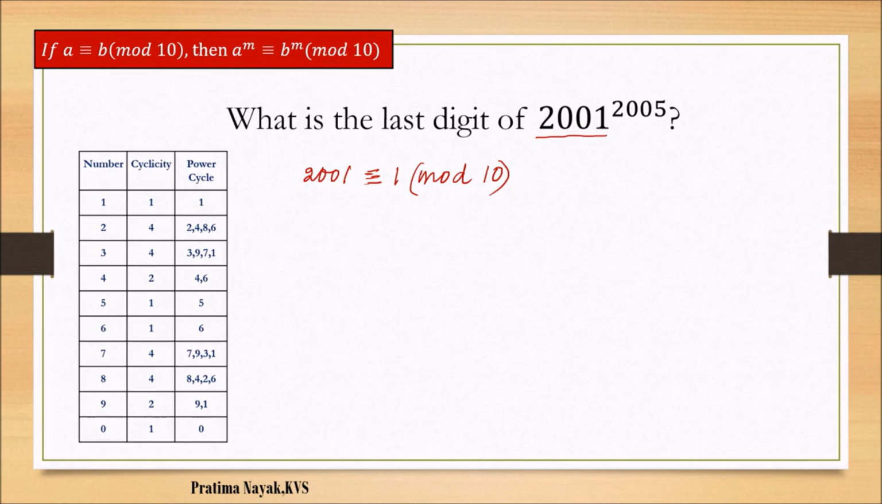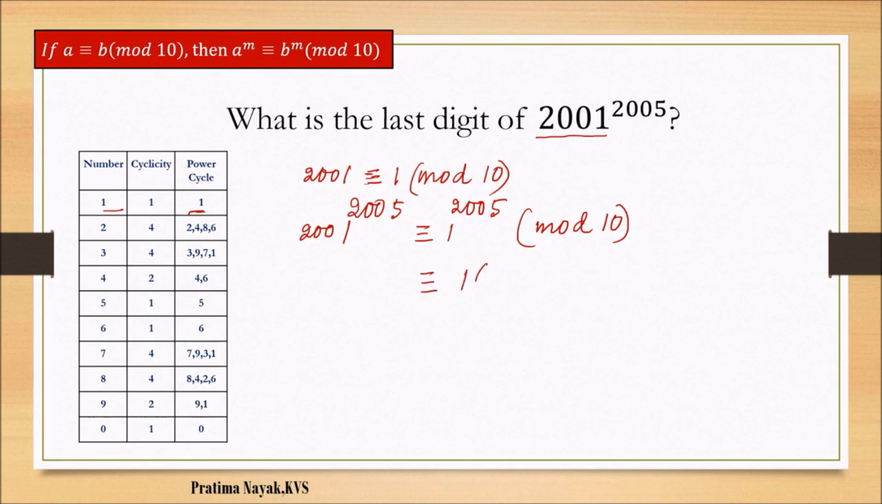Now 2001 to the power 2005 is congruent to 1 raised to the power 2005 modulo 10. Now we'll go for the cyclicity of 1. 1 cyclicity is 1. That means 1, any power is equal to 1. So I'll write this is congruent to 1 modulo 10. That means if the number is divided by 10, the residue will be 1. Then unit place digit is 1.